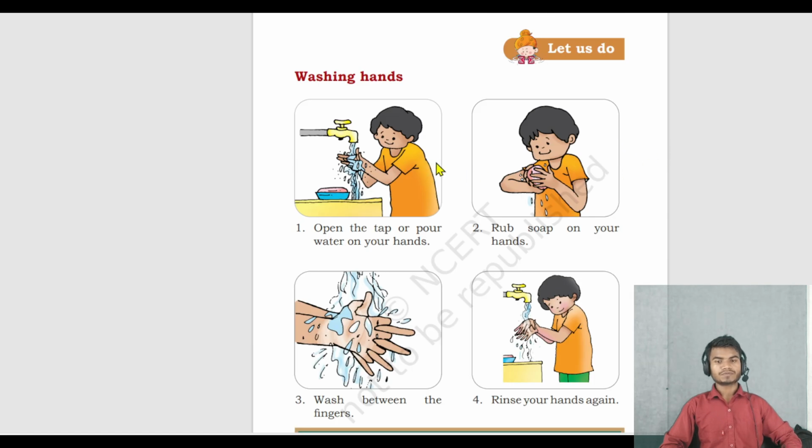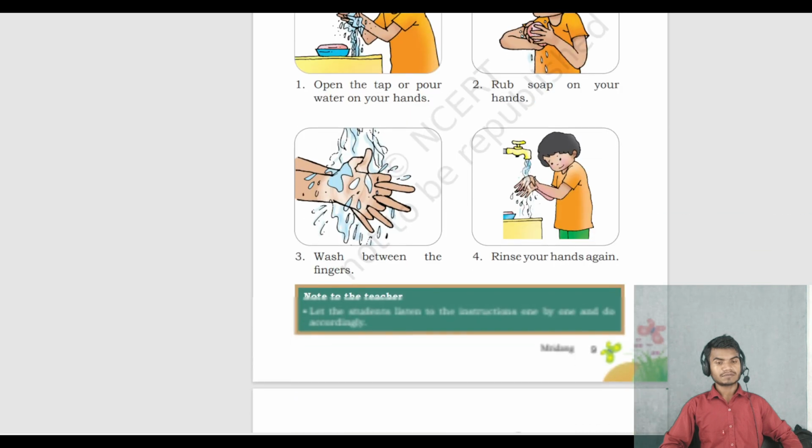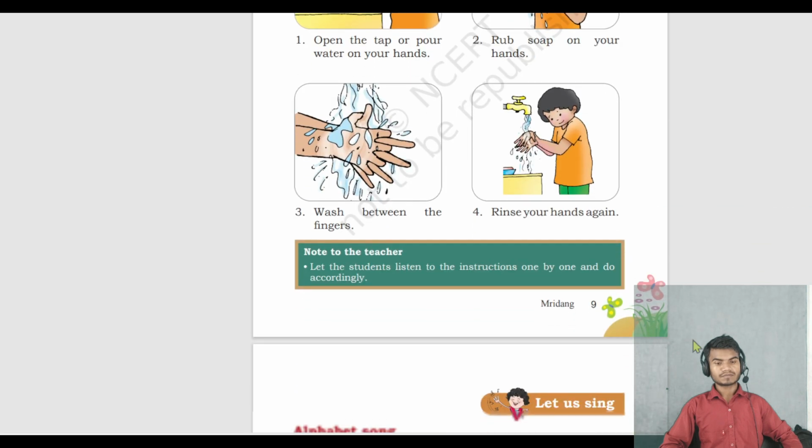Let us do washing hands. 1. Open the tap or pour water on your hands. 2. Rub soap on your hands. 3. Wash between the fingers. 4. Rinse your hands again. Note to the teacher. Let the students listen to the instructions one by one and do accordingly.